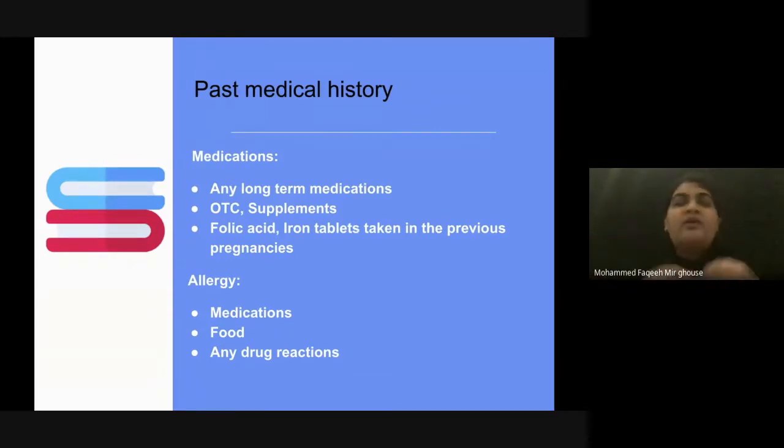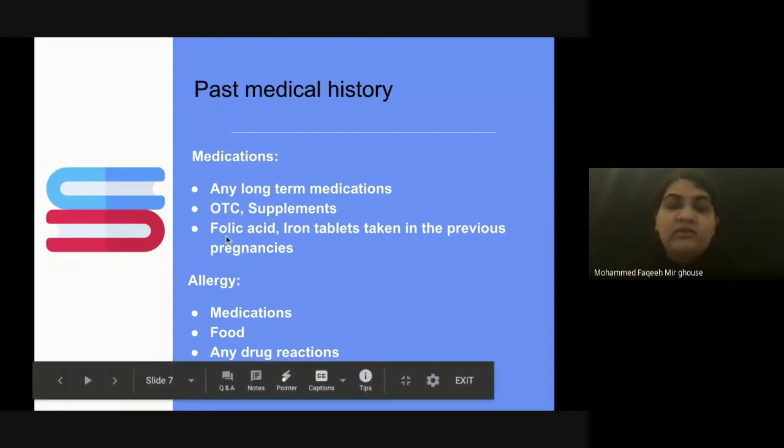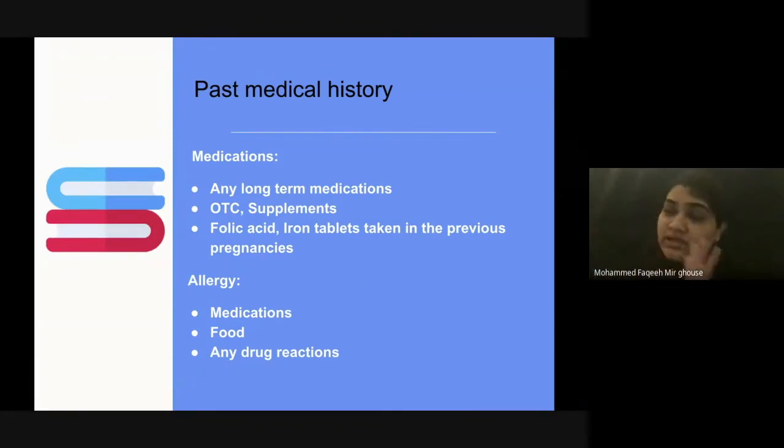Once again, please correct your notes and write any long-term medications that you have been taking. Apart from that, any over-the-counter drugs or any supplements. Now, depending on which trimester you are dealing with, folic acid, iron tablets, vitamin D, vitamin A, all these you can ask. However, if this is not the first child, please do ask the mother if any iron tablets were taken in the previous pregnancies. All right.